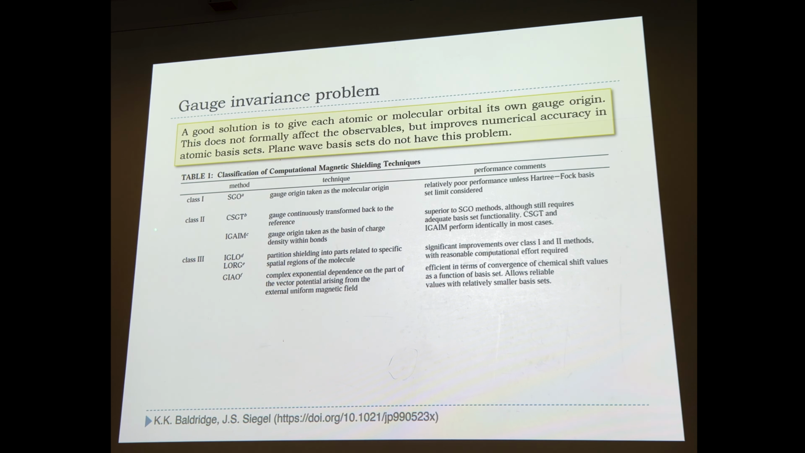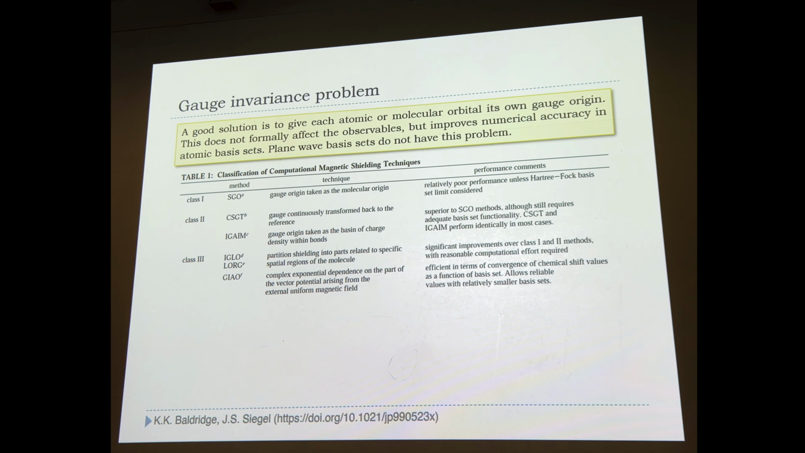You could use various transformations that are somewhat better because they do account for the gauge origin at the level of each atomic and molecular orbital, but really these methods are mostly of historical significance and I will not discuss them here. Or, as I've just shown you in the previous slide, you could associate a gauge origin term with each atomic or molecular orbital, and this class 3 method is what is currently being used, and they are efficient in terms of the convergence of properties like, for example, chemical shift as a function of the basis set.